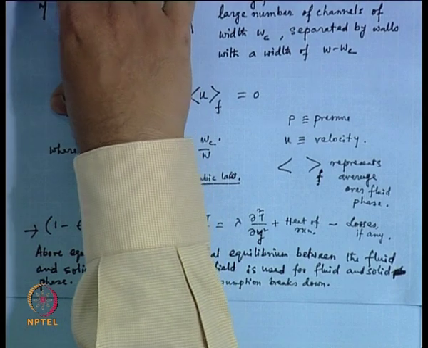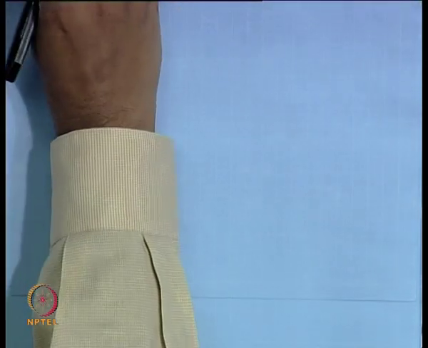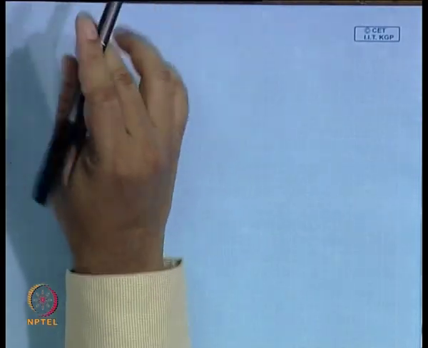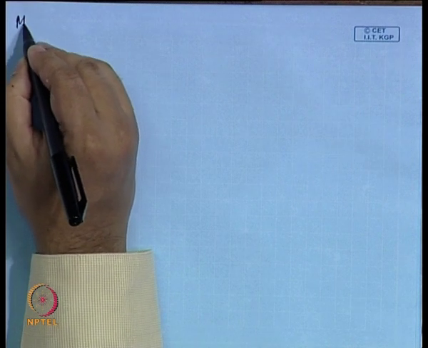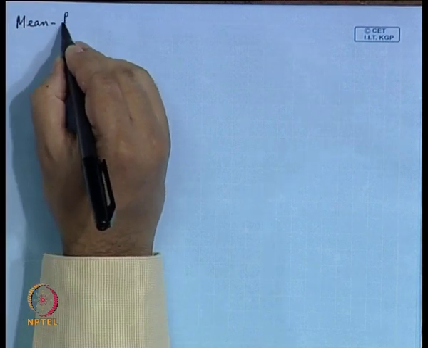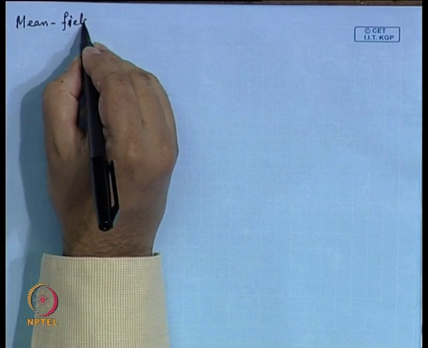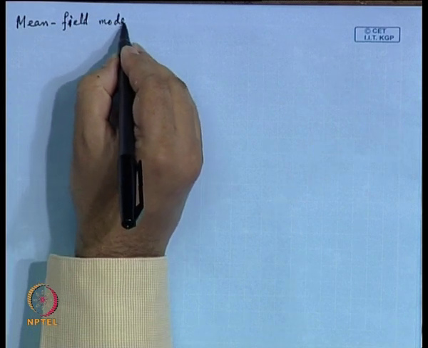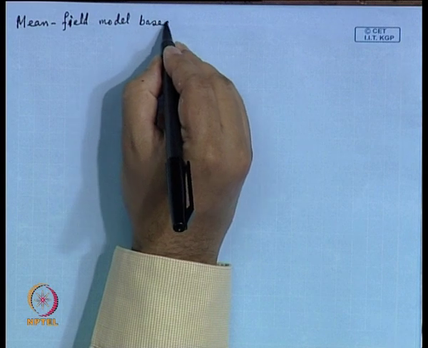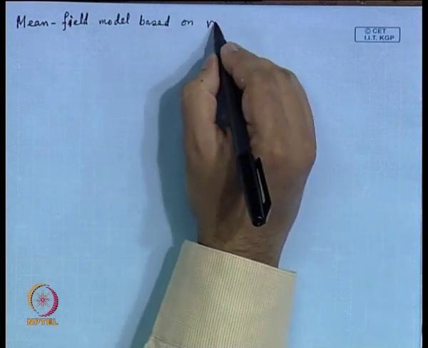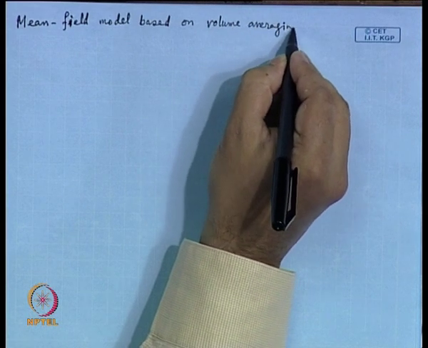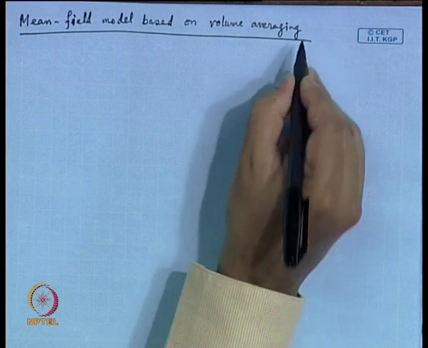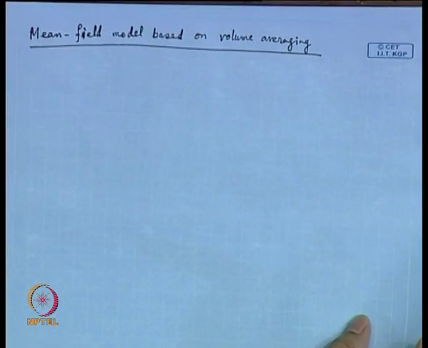Now, the next topic is this. So, this is porous medium, the simplest model that I had to talk about. The second model is the mean field model based on volume averaging.